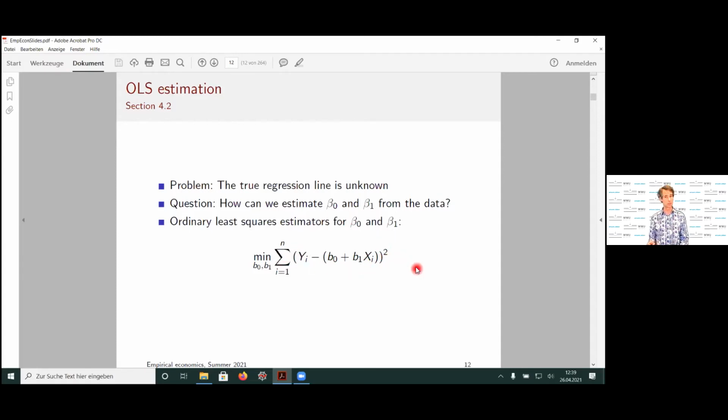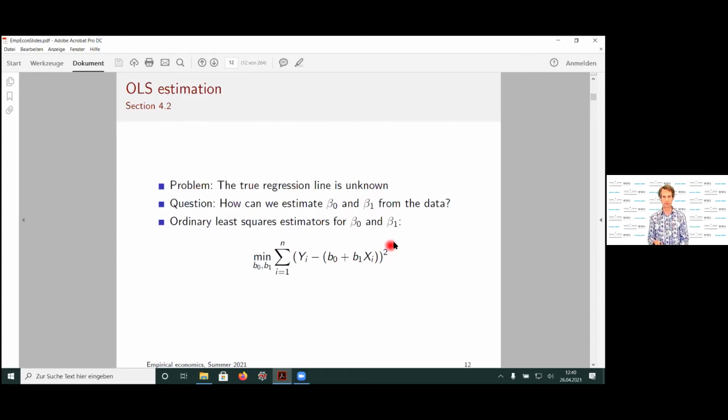And the effect of squaring it is that positive and negative deviations do not cancel anymore, because if you square a positive quantity, it's still positive. But if you square a negative quantity, it's also positive. So all the deviations become positive by squaring them. And the second effect is that very large deviations get a higher impact, because squaring them makes them much larger than squaring small deviations. Okay?